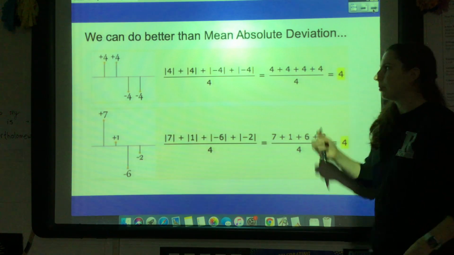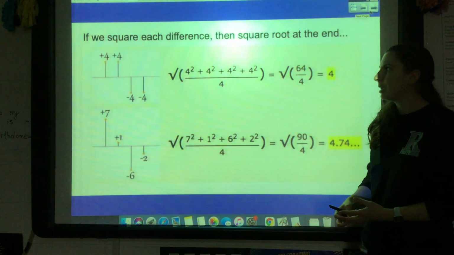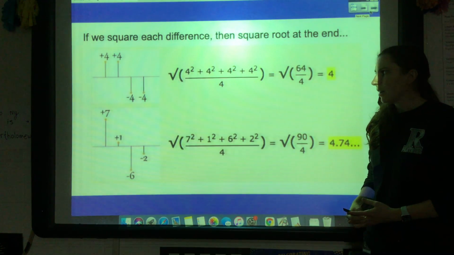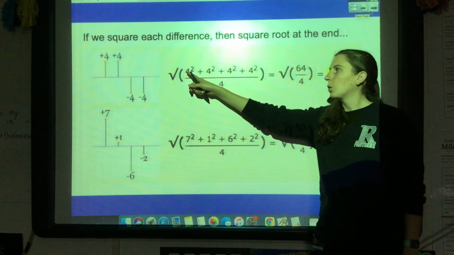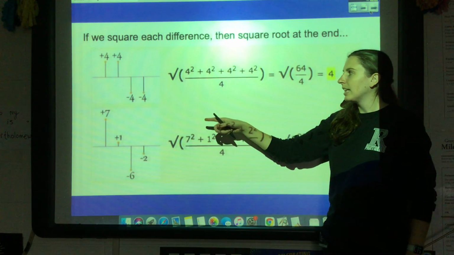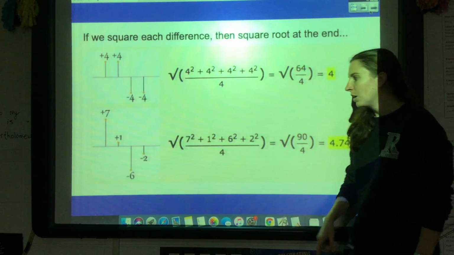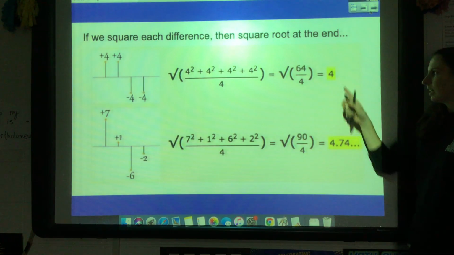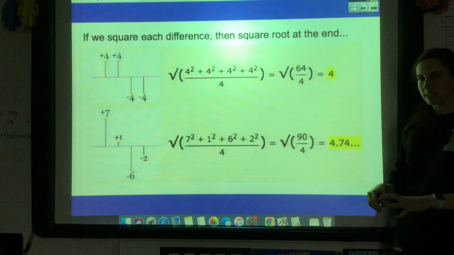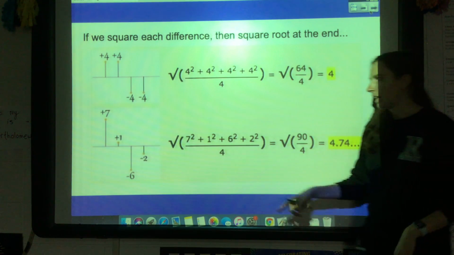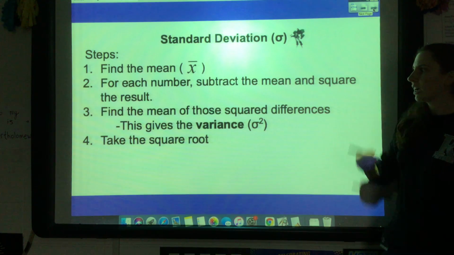So a slightly better option is standard deviation. It's basically the same thing as mean absolute deviation, except you take all those deviations and you square them, and then you divide by 4, and then you square root at the end. When we do this, this one is still going to be 4, but this one's going to be 4.74, which shows me that it's slightly more spread out than this one is. So that's standard deviation.